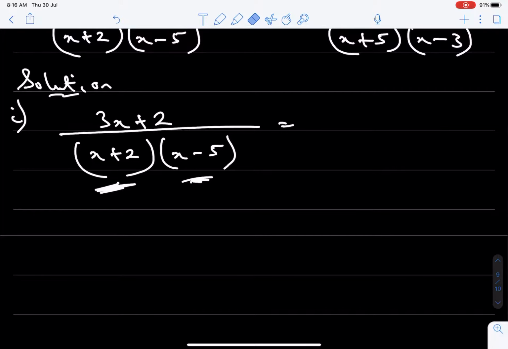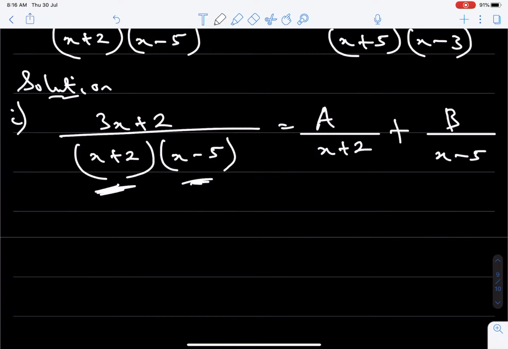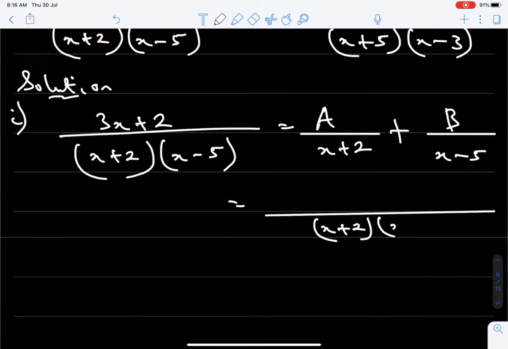And this is what you do to resolve into partial fractions. You say that is A all over x plus 2 plus B all over x minus 5. And then we find the LCM of the denominators, which is x plus 2 times x minus 5. So that means A times x minus 5 plus B times x plus 2.